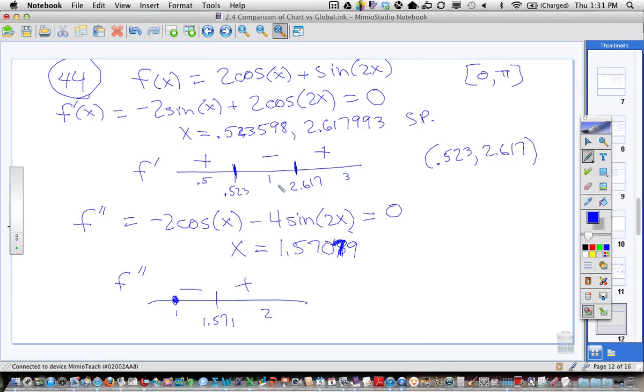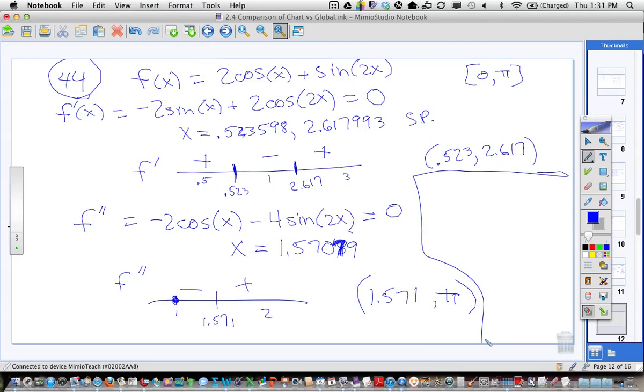Hang with me now. We're about done. Where's the concave up? No. Don't say that. 1.571 to, yeah, not infinity, to pi. 1.571 to pi. We're fading. I can feel it. Okay? One last thing. That is pi half, right?